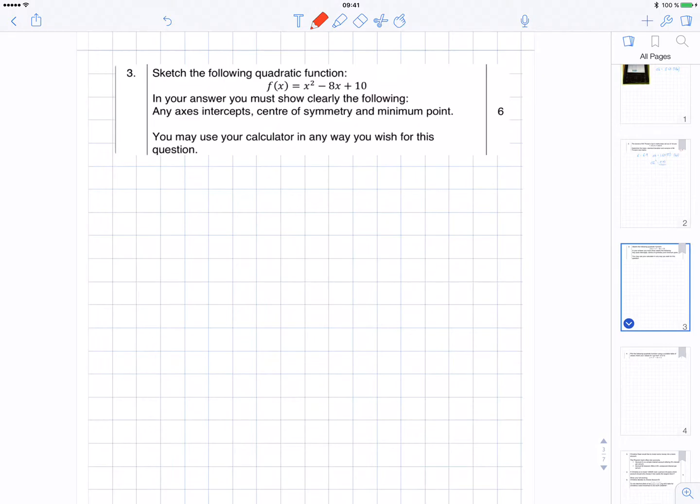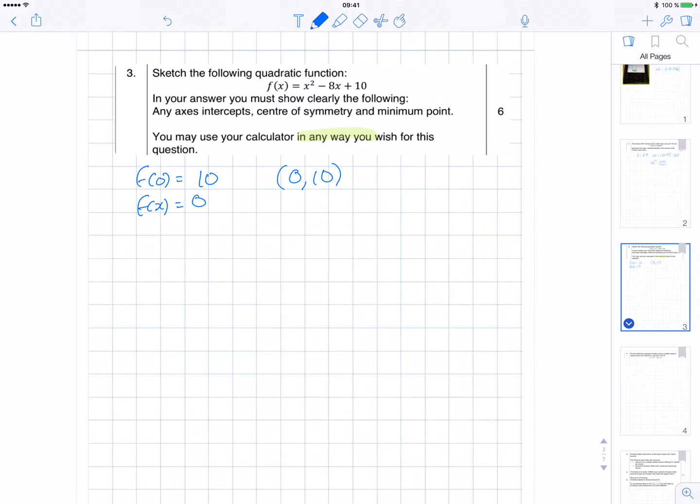Question 3. Sketch the following quadratic function, f of x equals x squared minus 8x plus 10. In your answer you must show clearly the following: any x-intercepts, centre of symmetry and the minimum point. Okay, so if I let the x value be 0, I'm going to get 10. So I know that I've got 0, 10 is 1 axis intercept. Because it says use the calculator in any way you wish, I'm going to solve for that.